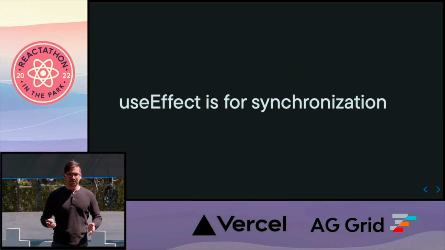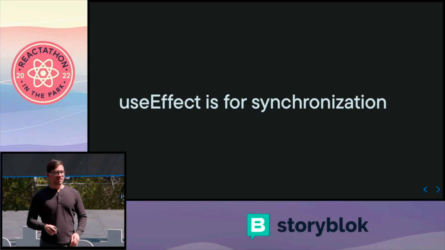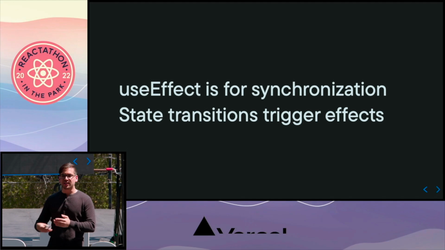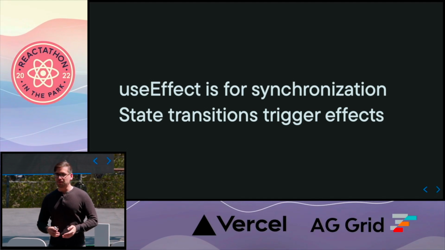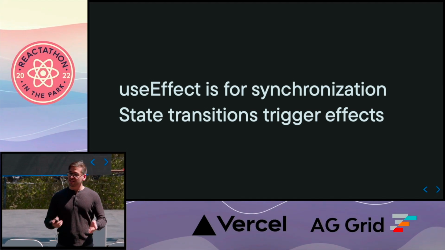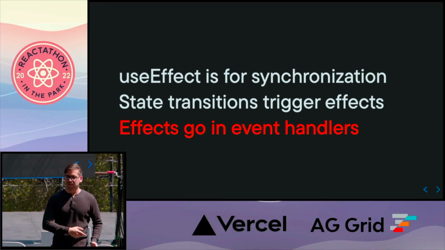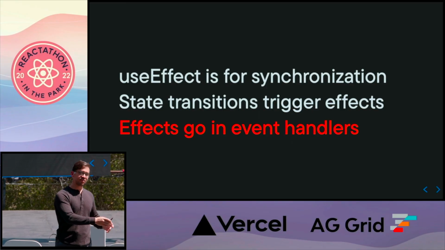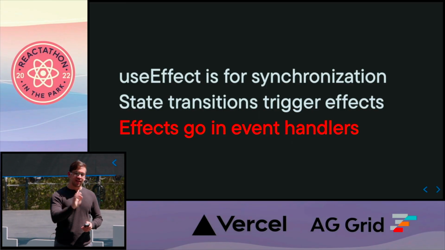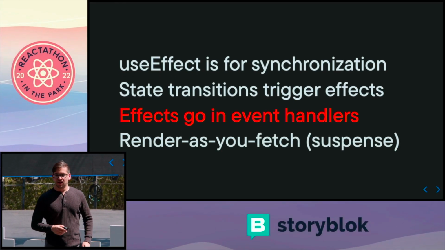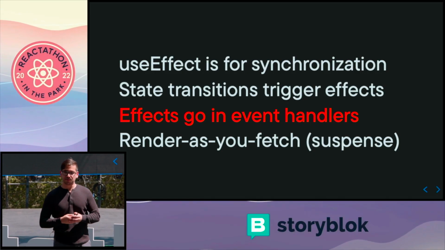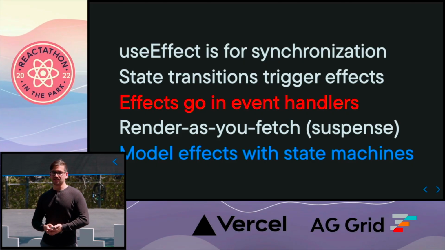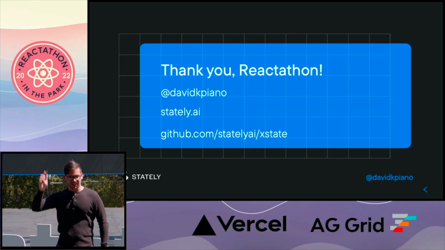So in summary, useEffect is for synchronization, not for effects. Even though synchronization can be considered an effect, that's not the main purpose of useEffect. State transitions are what trigger effects, and effects go in event handlers. So find the event handler that triggers your effect and put the effect in there. Also, render as you fetch with Suspense, and model effects with state machines. So with that, thank you, Reactathon.